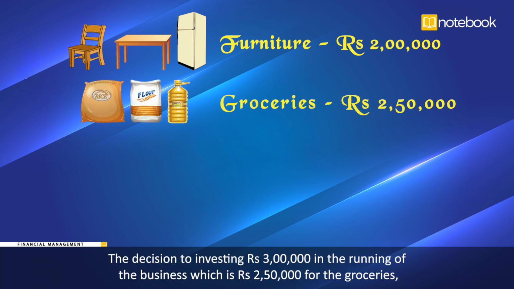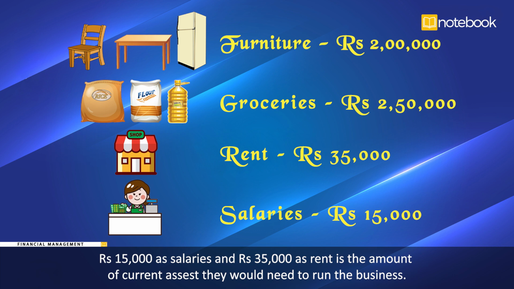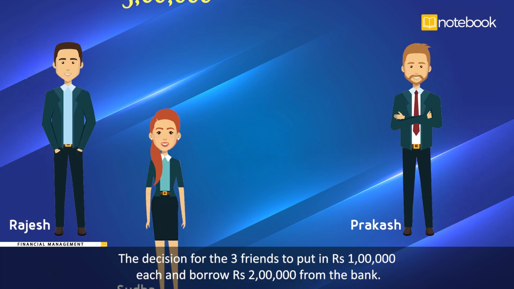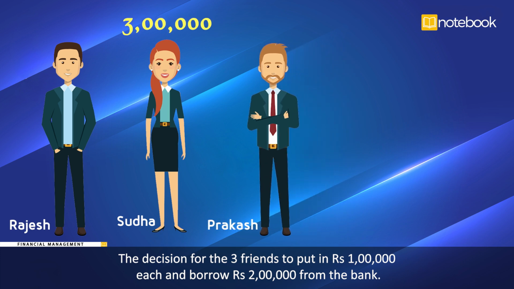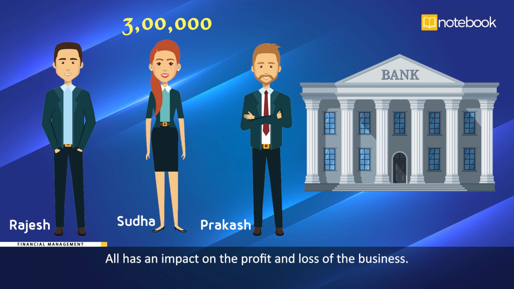The decision of investing Rs 3 lakhs in the running of the business, which is Rs 2,50,000 for the groceries, Rs 15,000 as salaries and Rs 35,000 as rent, is the amount of current asset they would need to run the business. The decision for the three friends to put in Rs 1 lakh each and borrow Rs 2 lakhs from the bank all has an impact on the profit and loss of the business. Payment of interest reduces the profitability of the business.